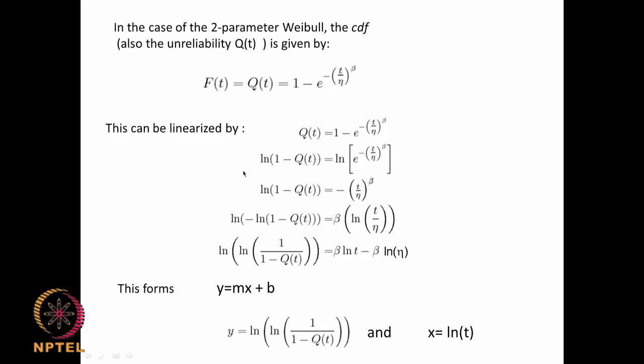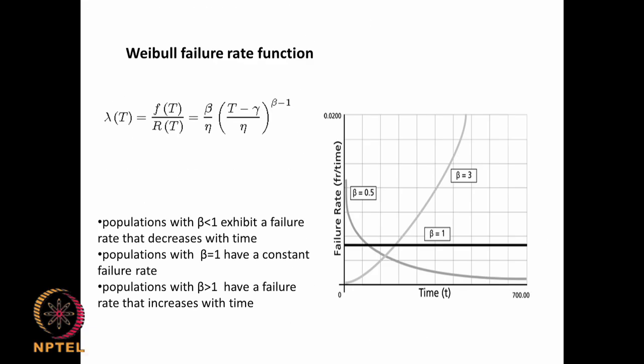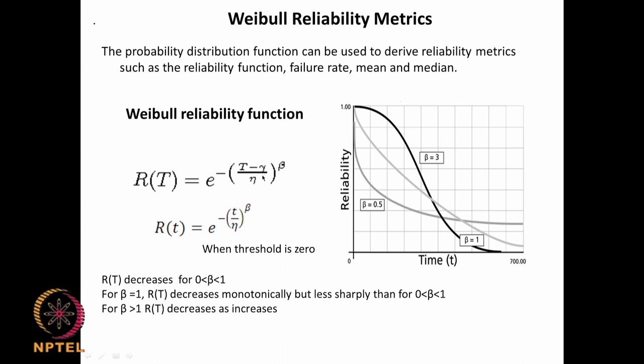So, if you take the unreliability function and you get rid of this gamma, you get rid of this gamma.